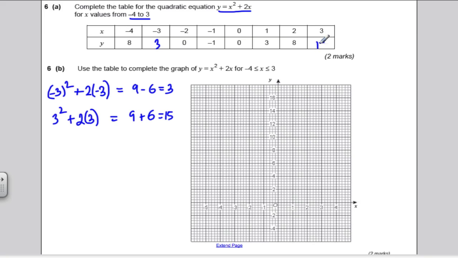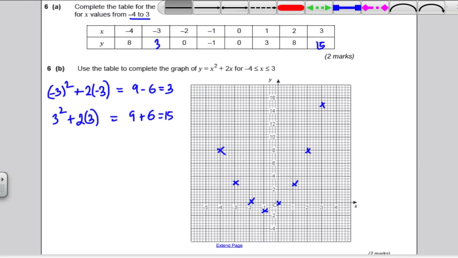Let's just plot this x with this y. Minus 4 with 8, there. Minus 3 with 3, there. Minus 2 with 0, there. Minus 1 with minus 1, there. 0 with 0, there. 1 with 3, there. 2 with 8, there. And 3 with 15, about there. And we draw a line in between.